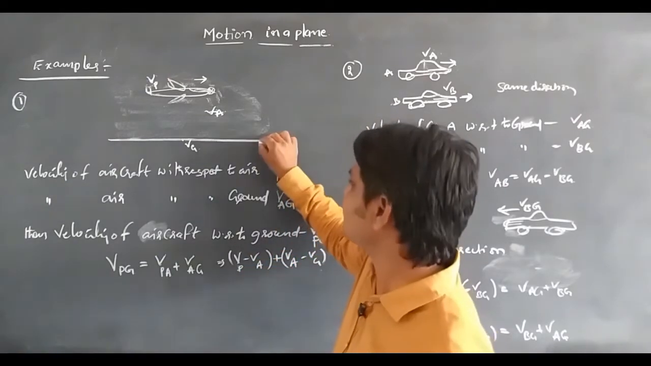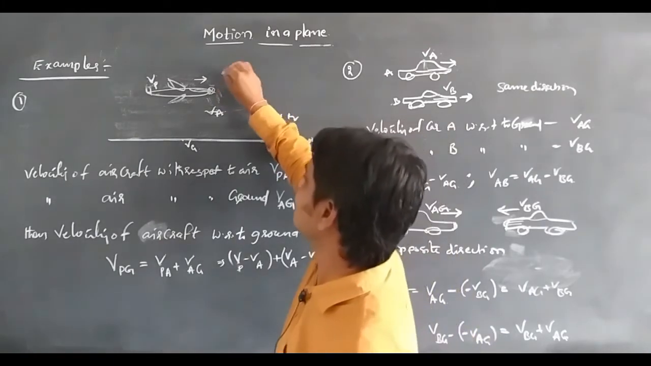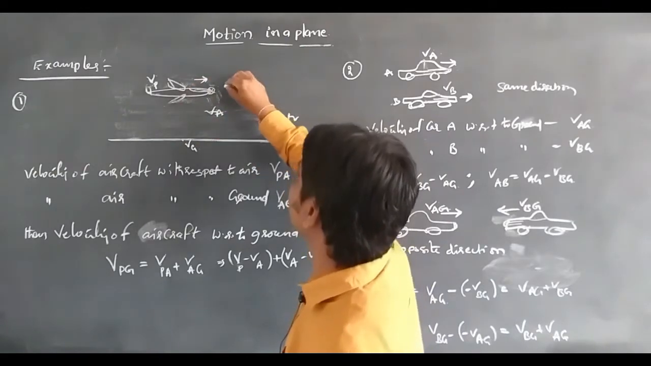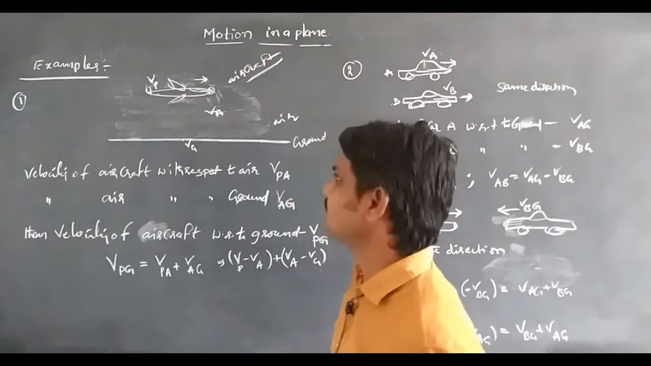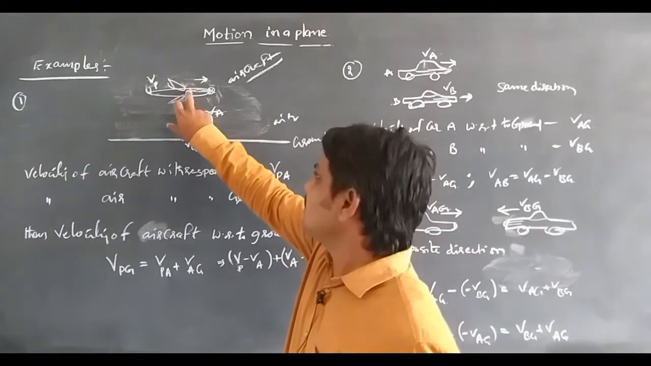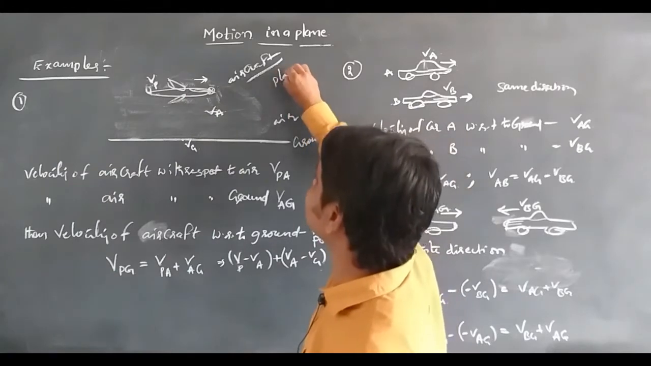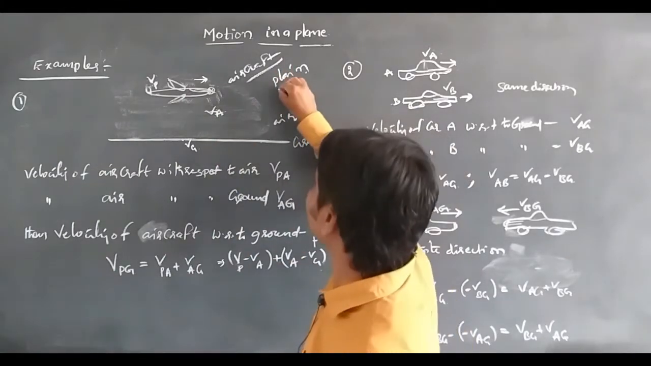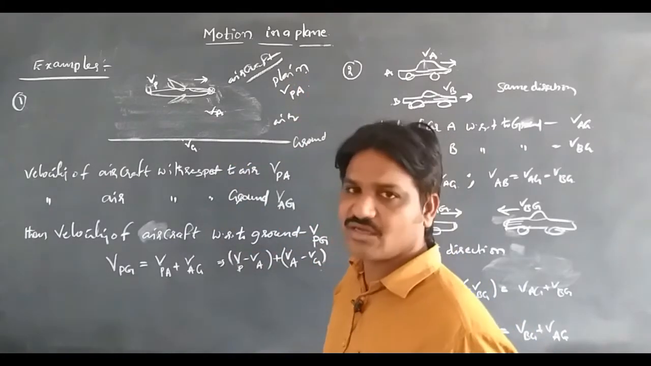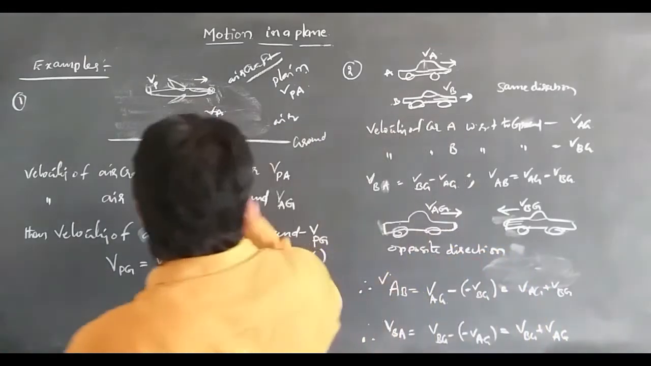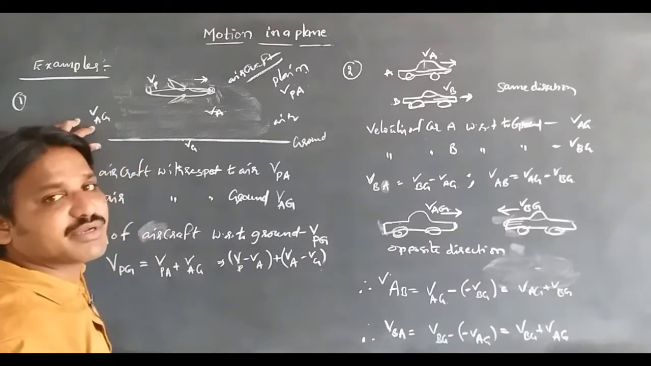Here this is the ground and this is air. The aircraft is moving in the air. Here the aircraft is in the air. Consider it as a plane, P, having velocity with respect to air. A means the air itself is having a velocity with respect to the ground G. So we can say Vag is the velocity of air with respect to ground.